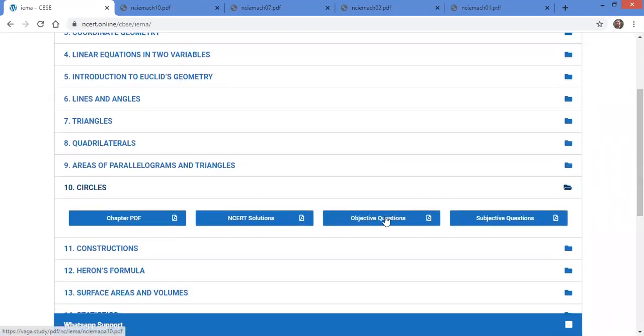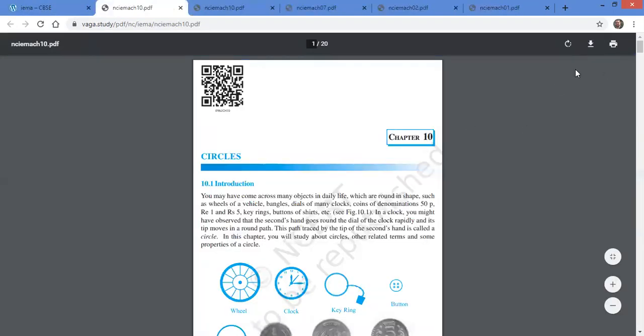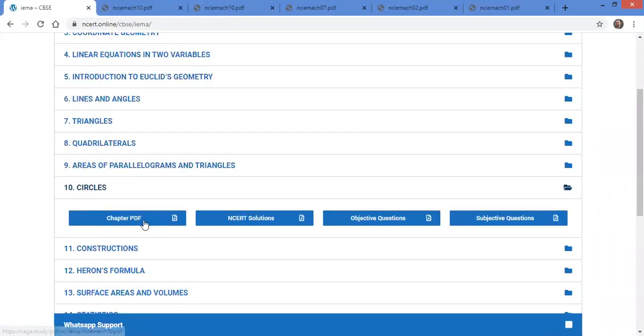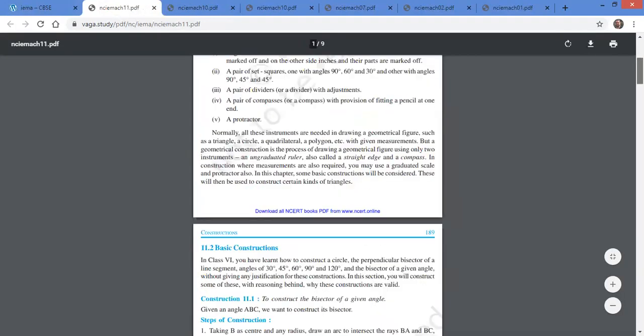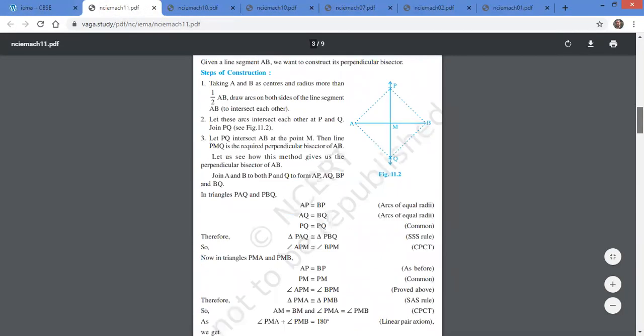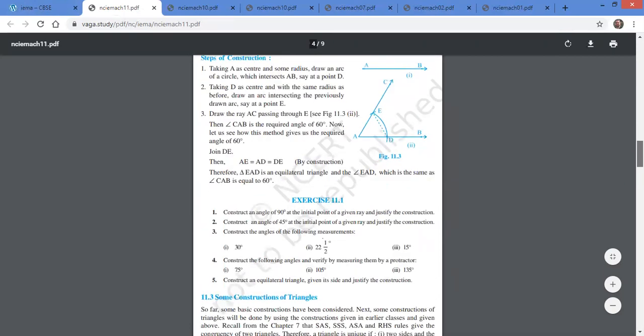Now in construction, there is only one type of construction which is cancelled. It was a very small chapter. Now a small part of that is cancelled. That is when you are given the perimeter and the base angles, you had to draw a triangle. So all this is there. It's a very small chapter.